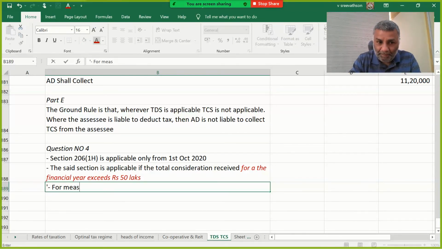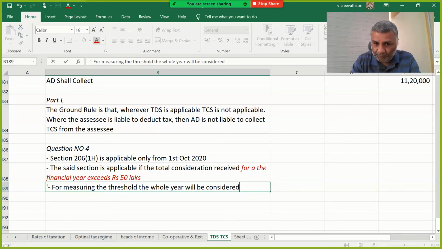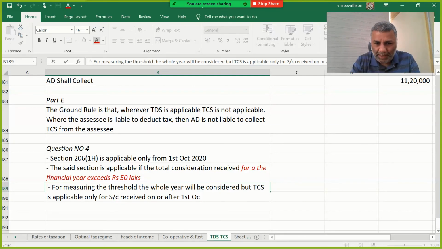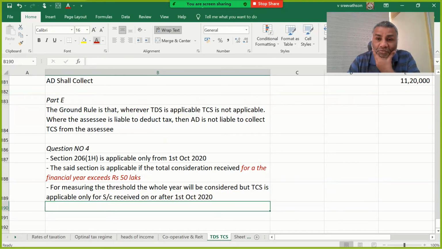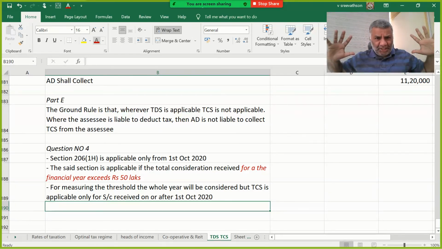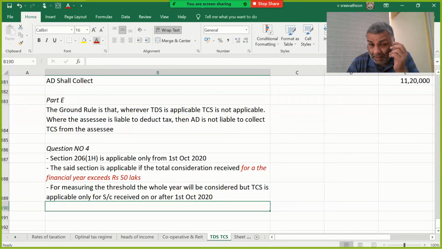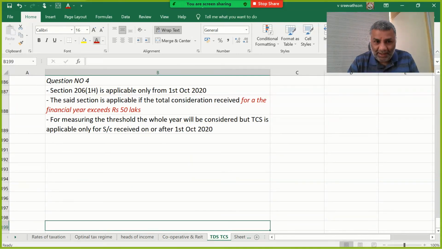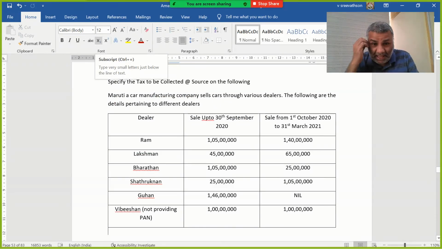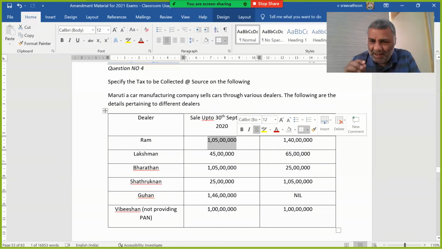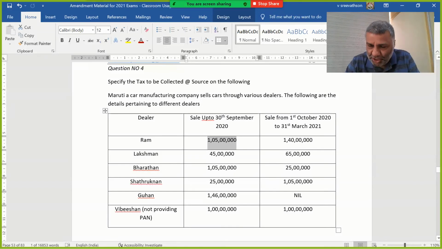For measuring the threshold, the whole year will be considered. But TCS is applicable only for sale consideration received on or after 1st October 2020. So, for measuring the threshold limit, my dear friends, I will take the whole year. But if by September I have exceeded 50 lakhs, can I go back and collect the TCS? The answer is no. So here, let us speak about one by one. Mr. Ram, sale up to 30th September. Sale means here I assume that consideration is received. Please take it as consideration. 1 crore 5 lakh. After that, 1 crore 40 lakhs.